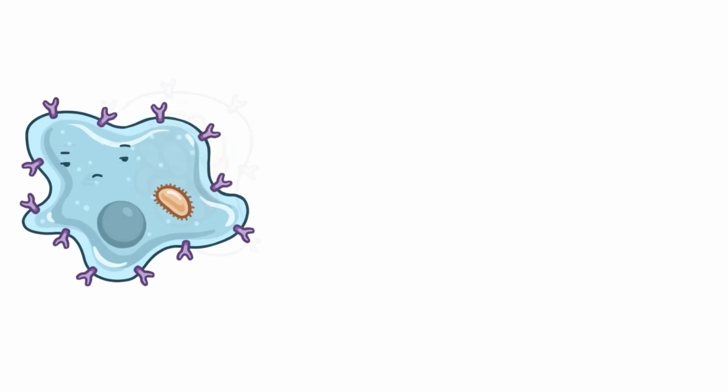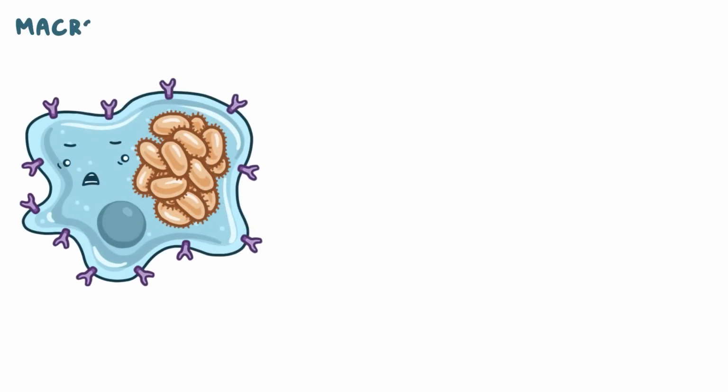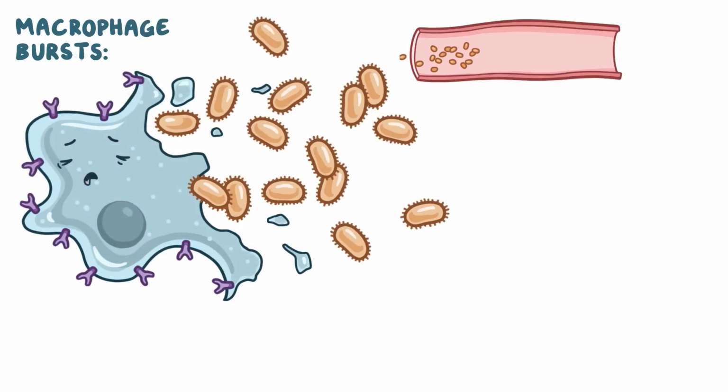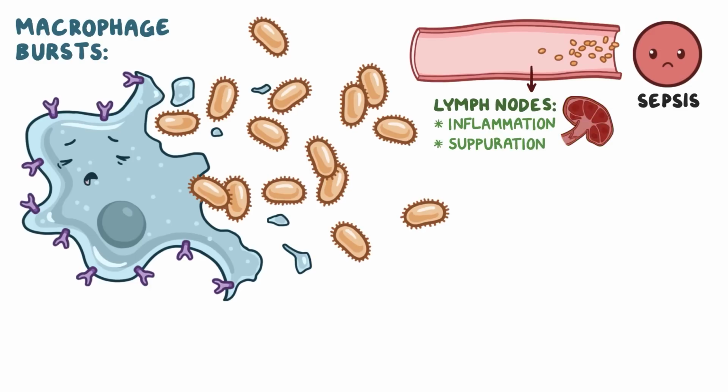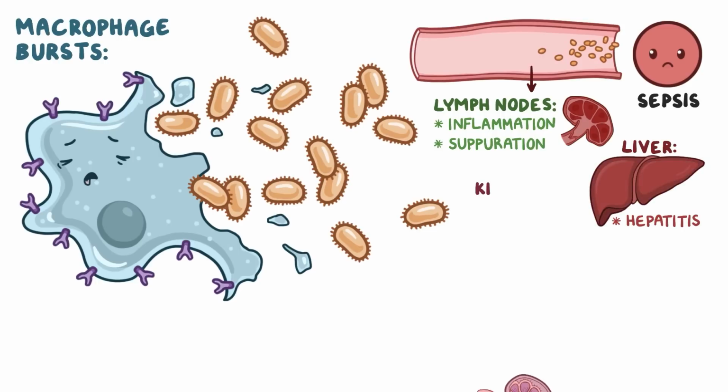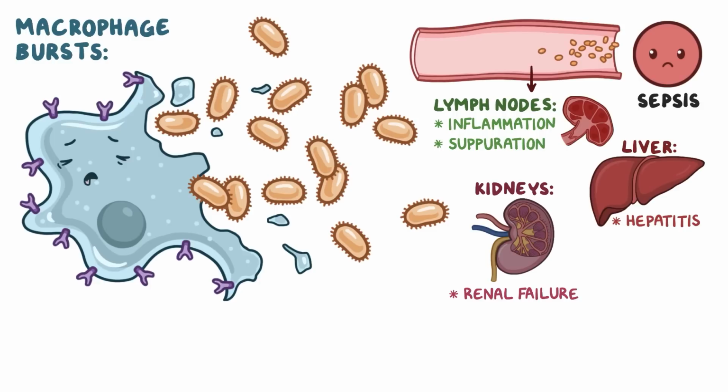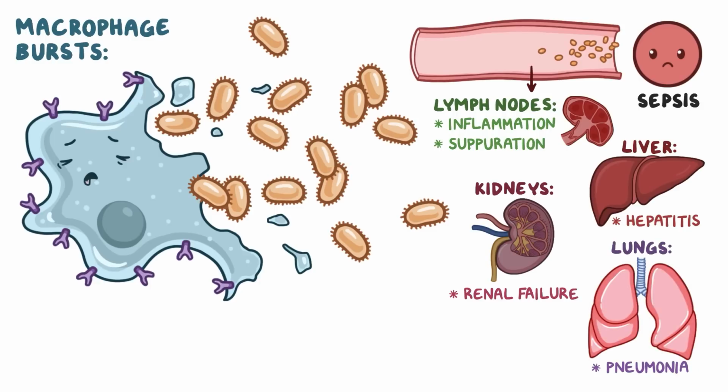Eventually, after Francisella tularensis has replicated enough, the macrophage bursts and releases the bacteria into the bloodstream, causing sepsis. From the bloodstream, it can spread to other organs, like the lymph nodes, causing inflammation and suppuration, or pus formation. Alternatively, it can spread to the liver, causing hepatitis, the kidneys, causing renal failure, or the lungs, causing pneumonia.